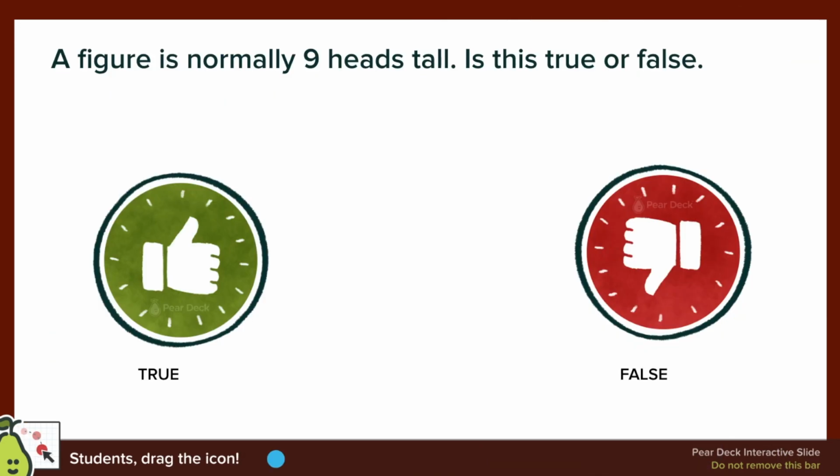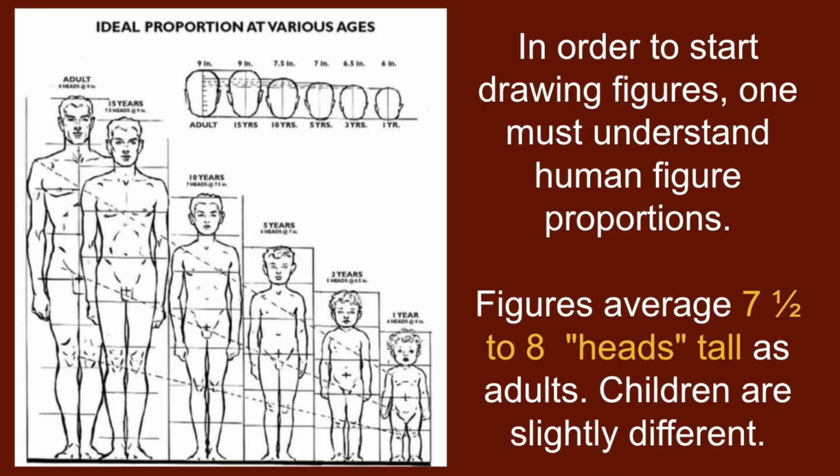So the next question I'm wondering is whether you feel that figures are 9 heads tall. Is that true or false? You can put a thumbs up or a thumbs down for 9 heads tall. That is false. What you'll see here, if you look at the adult version on the left-hand side of this image, adults are technically 7.5 to 8 heads tall, and you can also see a breakup of younger children and somebody that's a toddler there on the right-hand side.